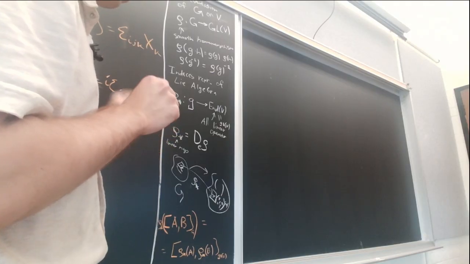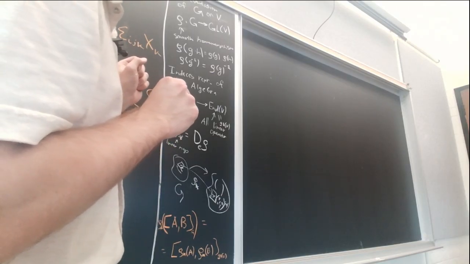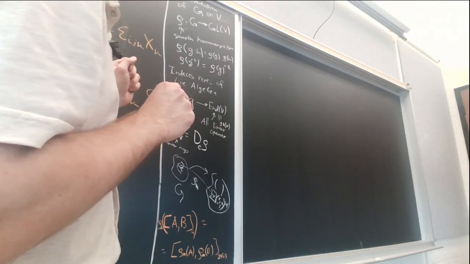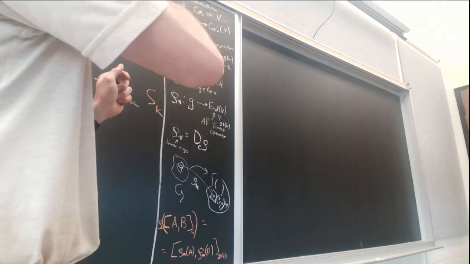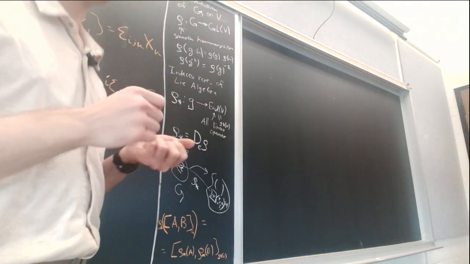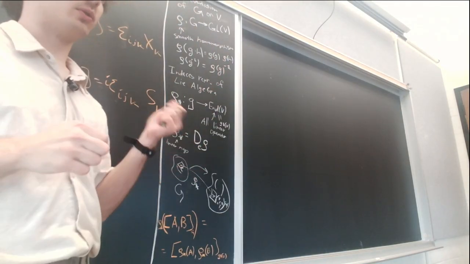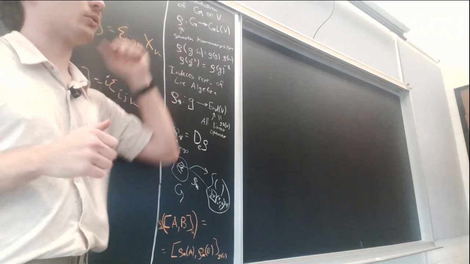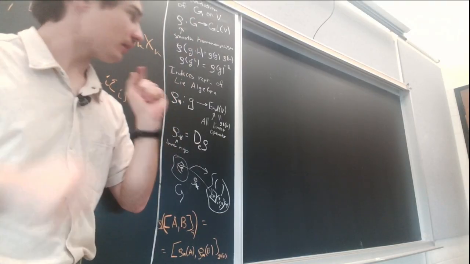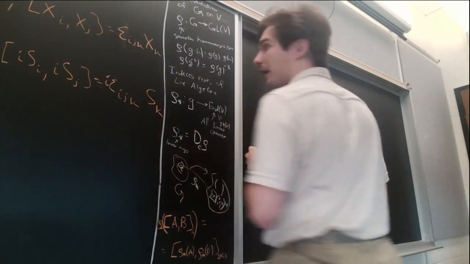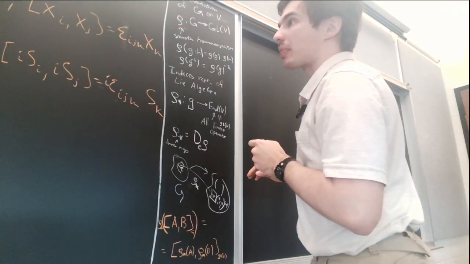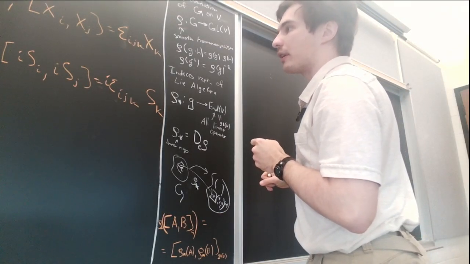Okay, good. Now that we have this, what I want to do is look at all the representations. I'm going to write this down somewhere. Where should I write this down?